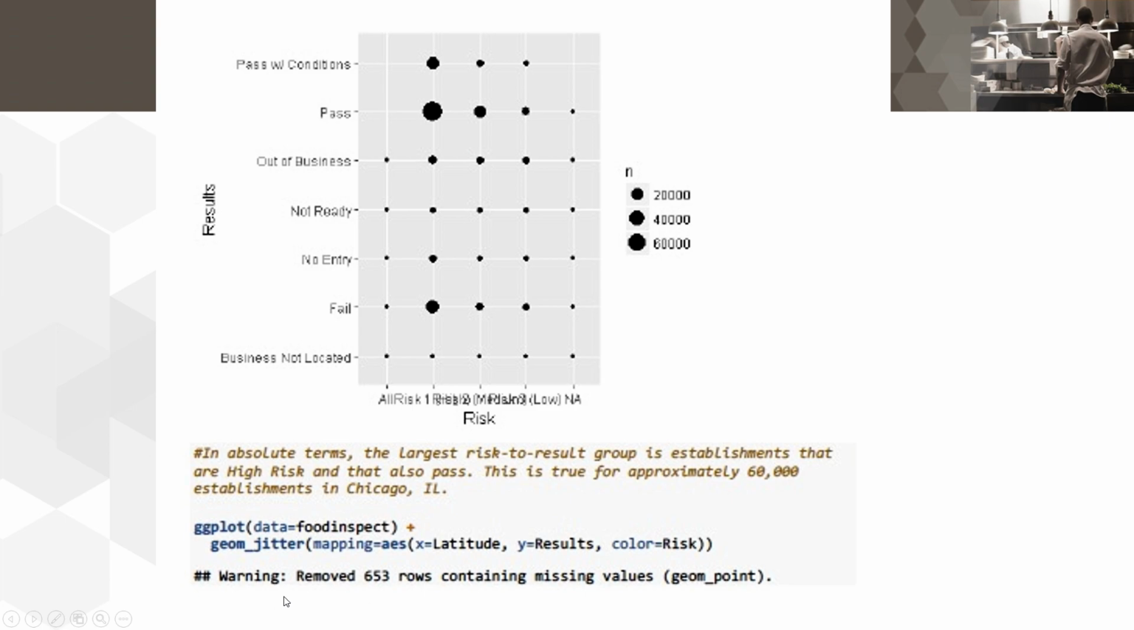As we continue to look at the relationship between risk and result, we decided to put them both together again in a graph and see which ones occurred most frequently with the results. As you can see here, the circles that are the biggest are primarily in the pass category, as shown in the graphs before, as that was the most frequent result for most establishments. In absolute terms, the largest risk-to-result group is establishments that are high risk and that also pass. This is true for approximately 60,000 establishments in Chicago.